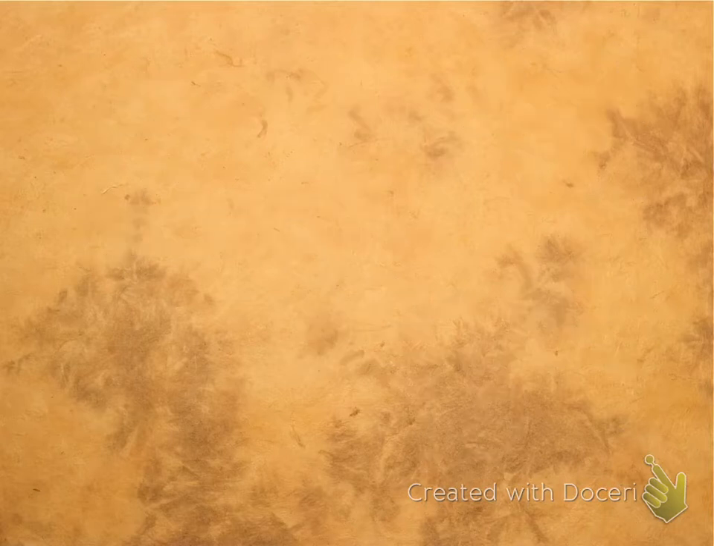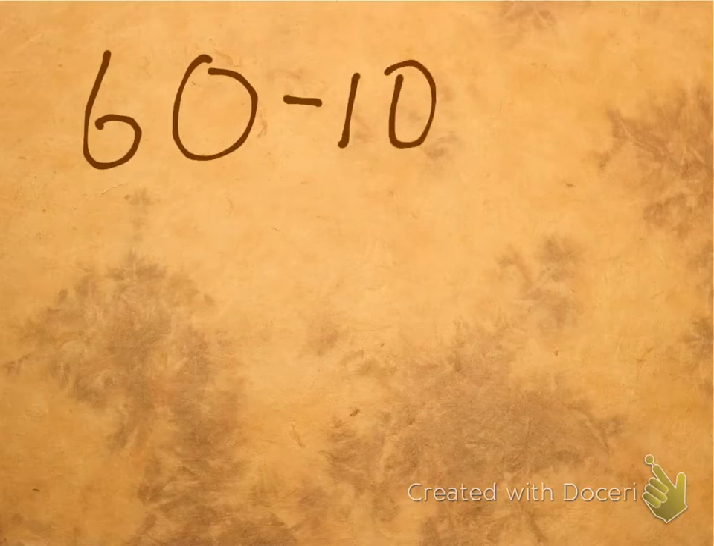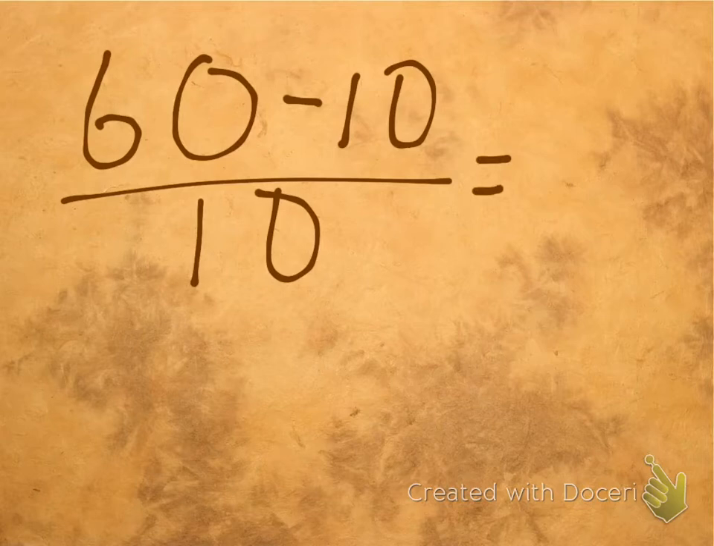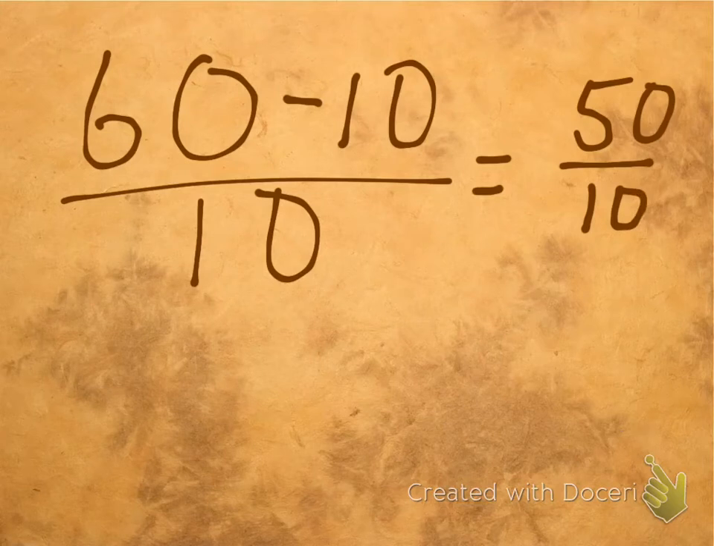Now, if I have 60 minus 10 over 10, what is 60 minus 10? 50. 10 is going to stay the same. 50 over 10, what does that reduce by? 5. I'm going to go with 10. It's going to be a little bit faster. So you're going to be left with 5 over 1.